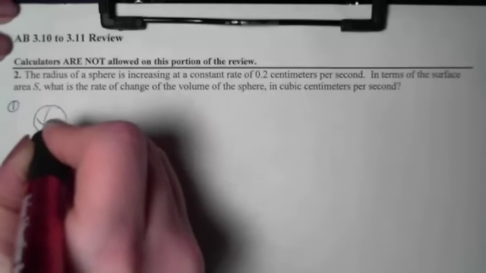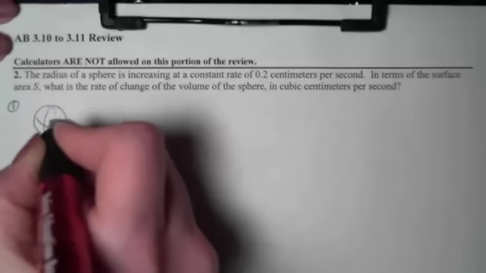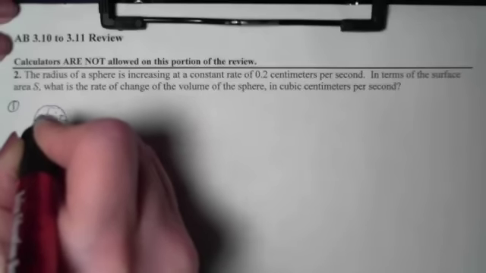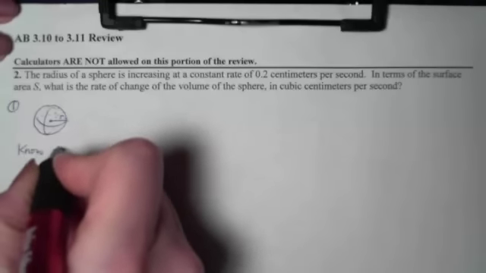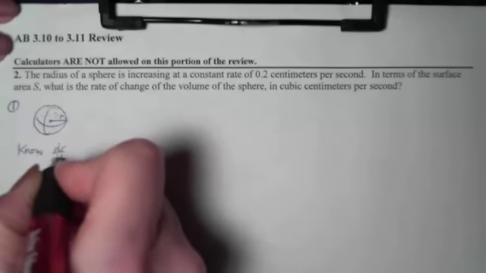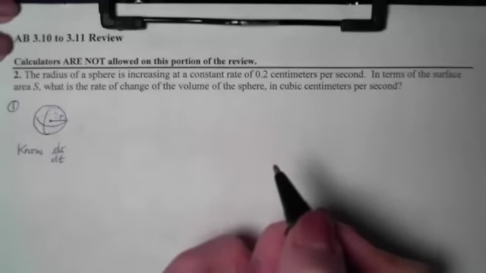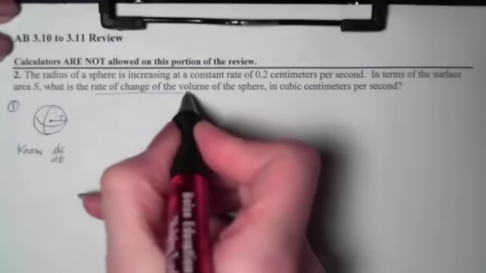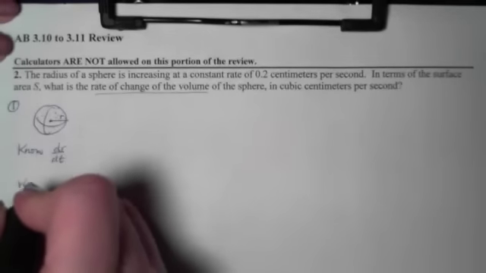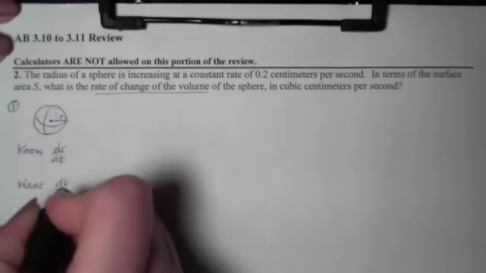And we know the radius of that sphere we can label as r. I know my dr dt, and it says in terms of the surface area, what is the rate of change of the volume? So that means I want dv dt.